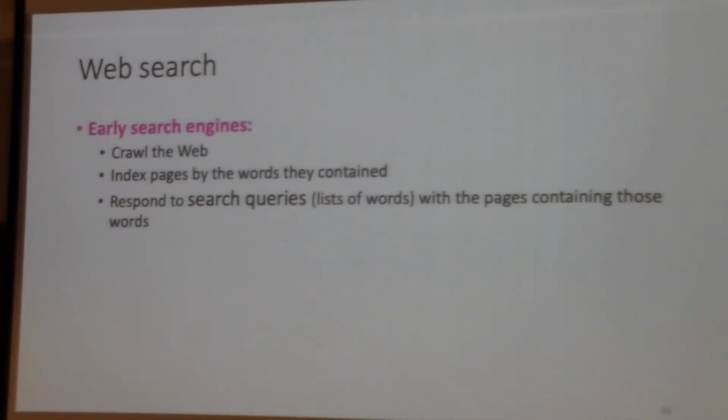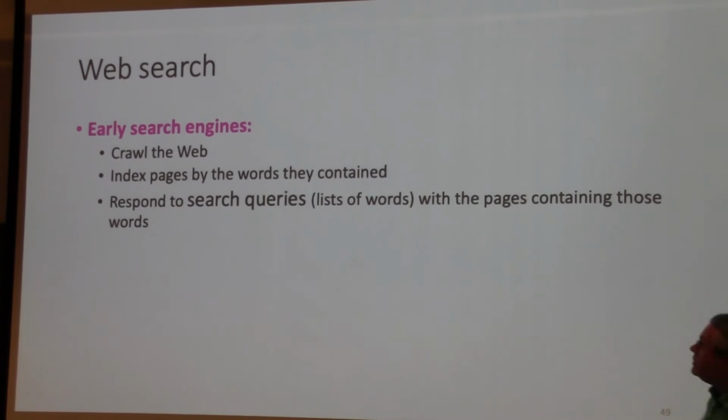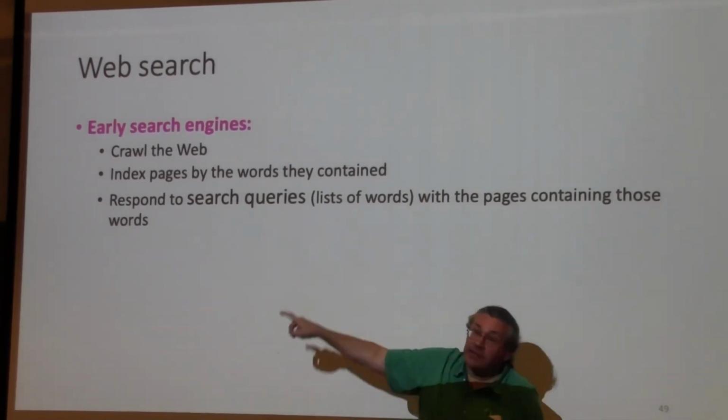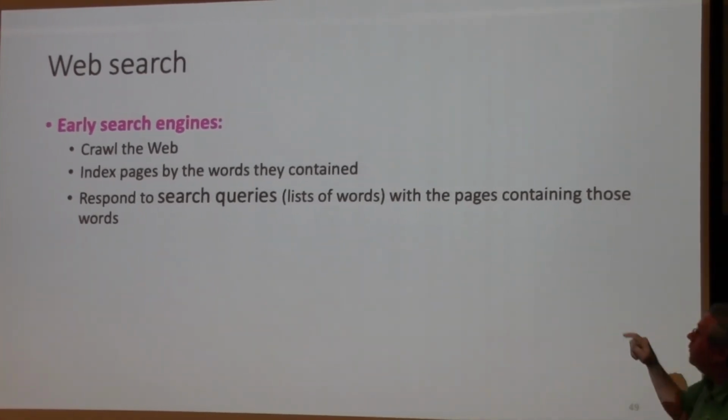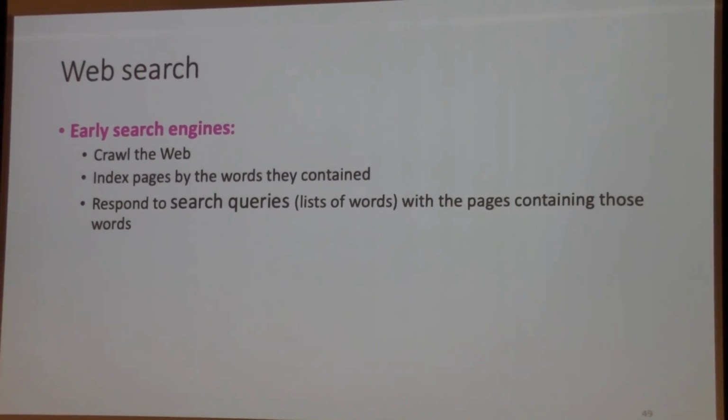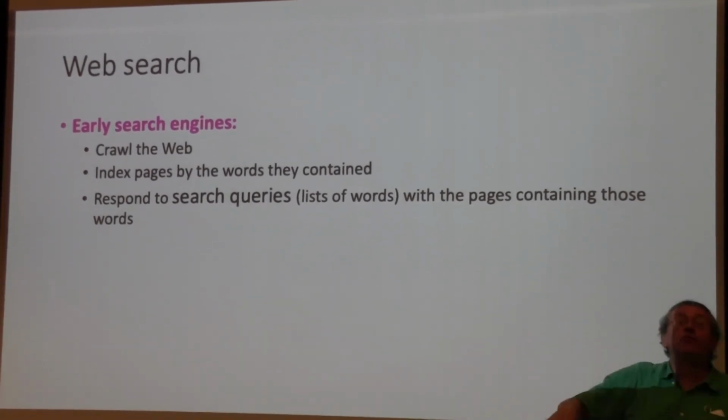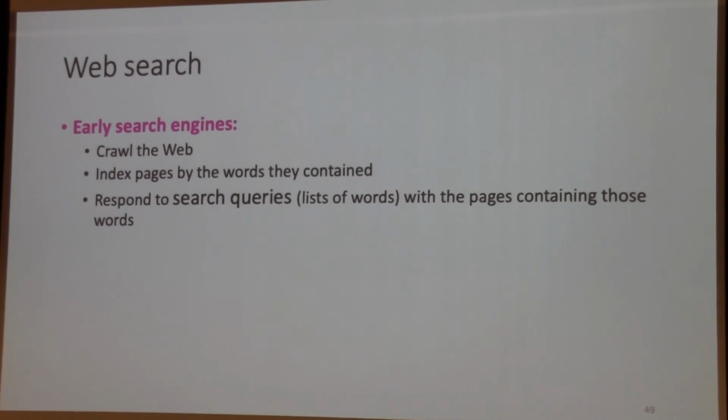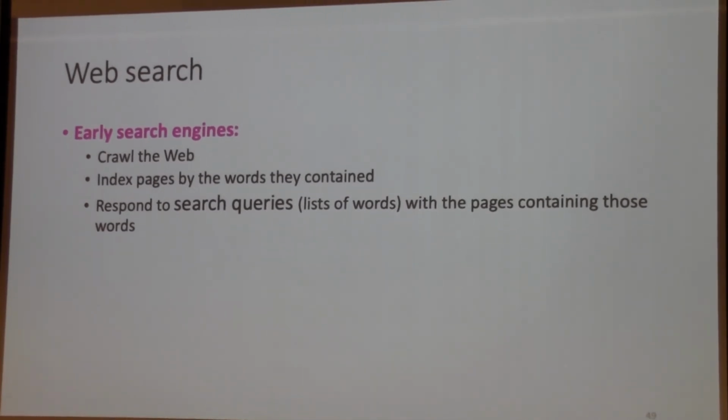Okay, so let me explain how it works, but let me start with the very early ones. And then we'll explain how it works with PageRank. Okay? In the very early search engines, early 90s, they indexed the pages by the words they contained, and they responded to search queries with the pages containing those words. So if you want to talk about football games, all the pages that talk about football are indexed.